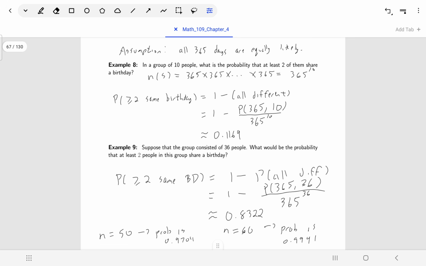So this is the counterintuitive birthday problem, that even though there's 365 days in a year, you don't really need that many people. Even with only 36 people, the chances are very good that you are going to have 2 or more people with the same birthday. And if we wanted a high probability, just 50 people is good enough. For 50 people, you're at a 97% chance that you will have 2 or more people with the same birthday.